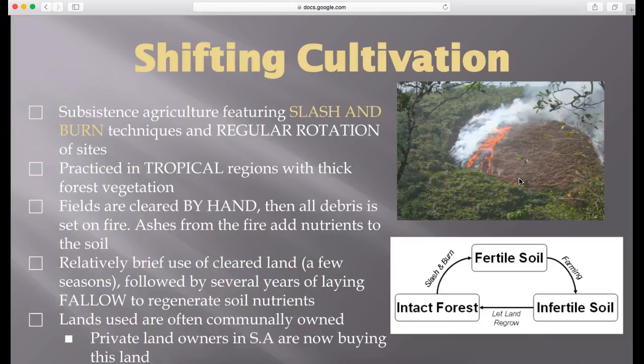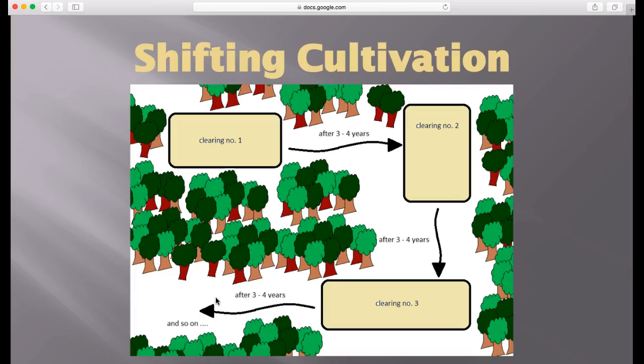Keep in mind this is not done with a lot of modern machinery. Most of this is done by hand. In addition, in developing worlds, especially in South America, this is pretty common. However, a lot of the lands were usually used communally. Many people owned the land, they shared the land. But now you have a lot of private landowners who are buying up this land and using it for commercial agriculture to send to the developed world. So keep that in mind. That might be a problem for shifting cultivation to sustain itself for the next couple of years.